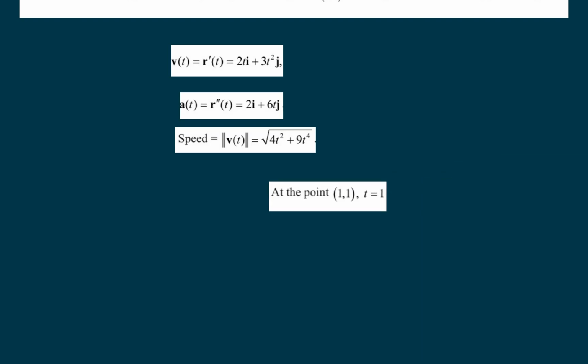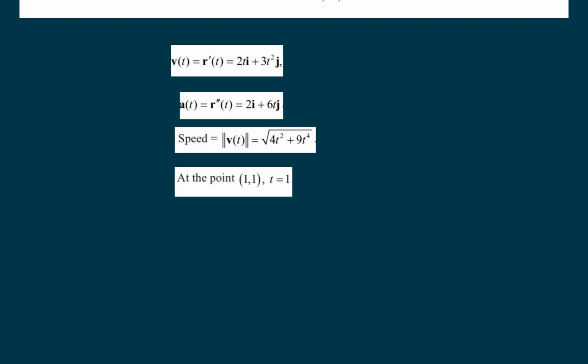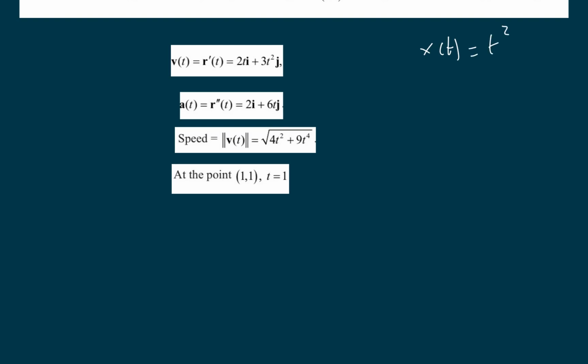At the point (1, 1), the time t is 1. How do we know that the time t is 1? Well, you write x of t equal t squared. If you impose that x is 1, then t squared is 1, so t should be plus or minus the square root of 1, which is 1. So t could be plus 1 or minus 1. But we choose t equal plus 1.